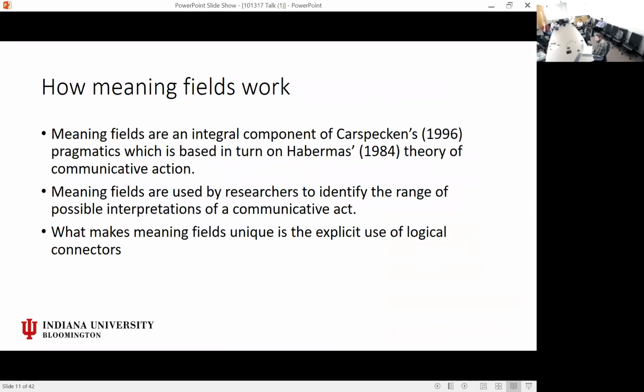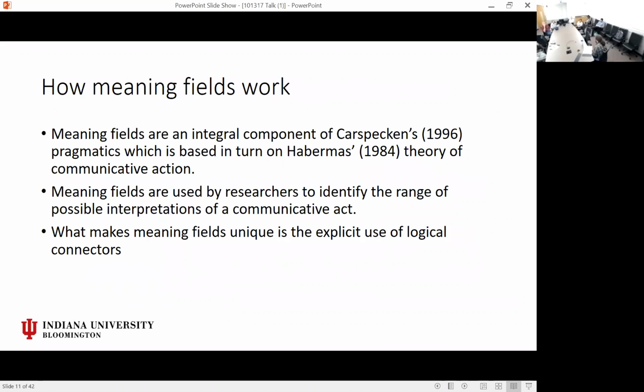So meaning fields are an integral component of Karspecken's pragmatics, which is based on Habermas's theory of communicative action. They're used by researchers to identify the range of possible interpretations of a communicative act. The structure is horizontal, meaning the field never captures every possible meaning, just the sensible ones based on context. Nevertheless, it's useful to write down these possible interpretations because, as Karspecken says, you cannot know for certain what an actor intended with her act. You cannot know for certain what impressions of meaning were received by those witnessing the act or directly addressed by the act, but you can specify possibilities. A meaning field is such a range of possibilities.